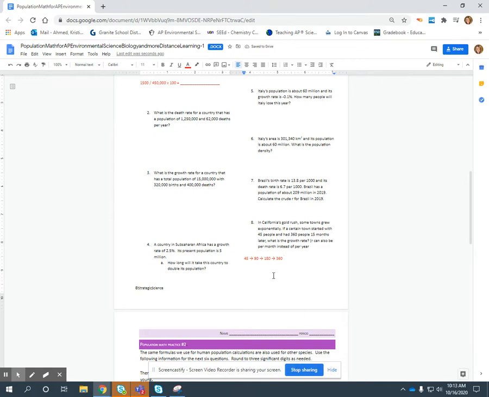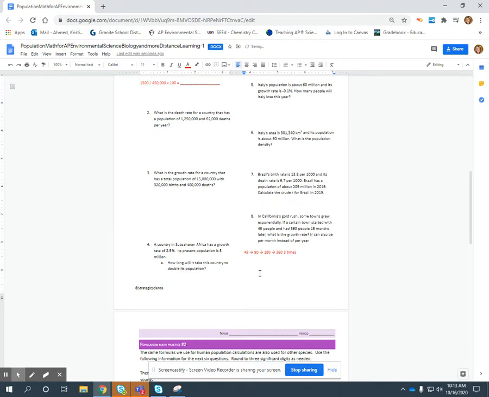So let's count the number of times that it doubles. 45 to 90, that's once. 90 to 180, that's twice. 180 to 360. So our population has doubled 3 times. Okay, well then the next thing we have to do is take the total number of time that this occurred in. So we take 15 months divided by 3, and that tells us how many months it took to double. So this took 5 months to double the population.